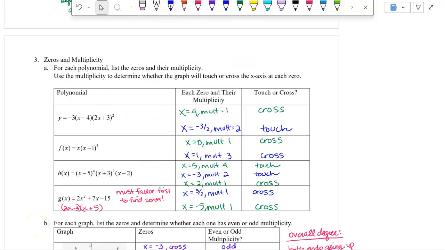Okay, so I have found the zeros for each one of my polynomials, and I've specified the multiplicity and then whether or not each one crosses or touches. So pause if you need to check your work. One thing I do want to point out is that for this last one, we had to factor it first. We had to factor that polynomial first to find the zeros, and then we could find our multiplicity and whether the graph is touching or crossing.